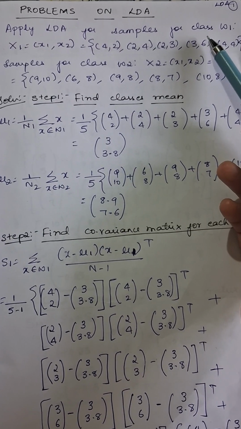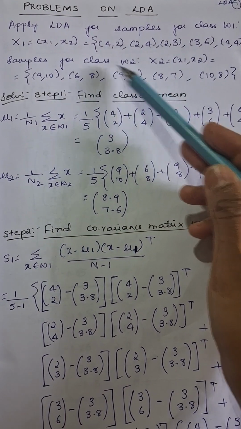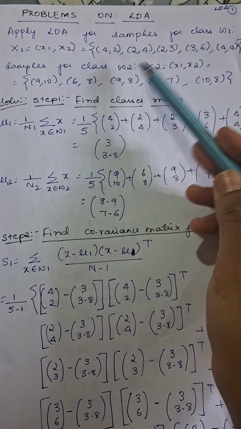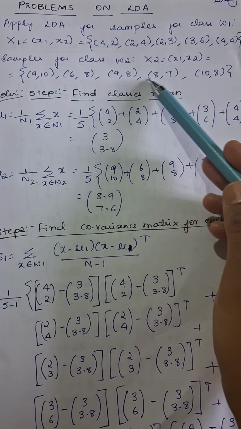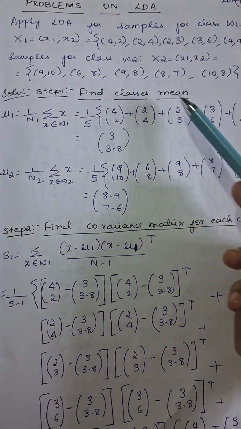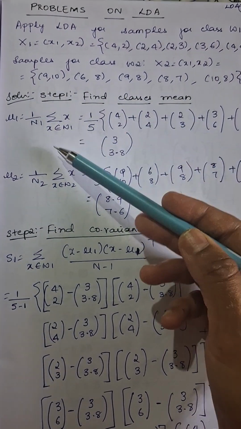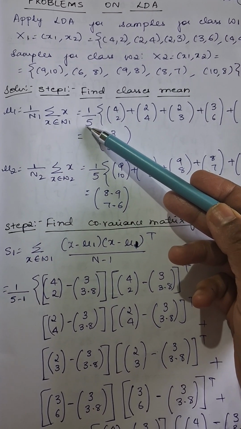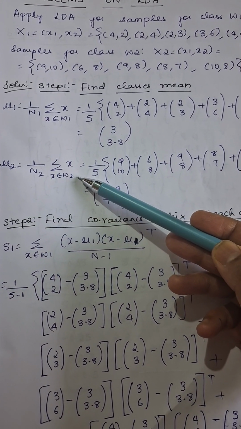Two classes are given here, class W1 and class W2. So these are the data points for class W1. These are the data points for class W2. The first step is you have to find the classes mean. So find the mean for class W1 separately and find the mean for class W2 separately.